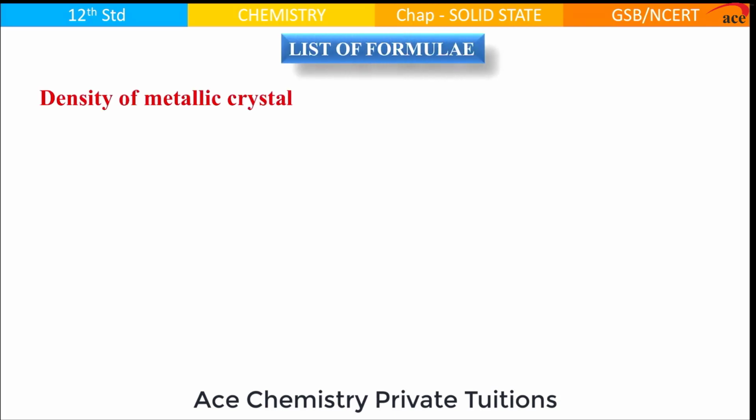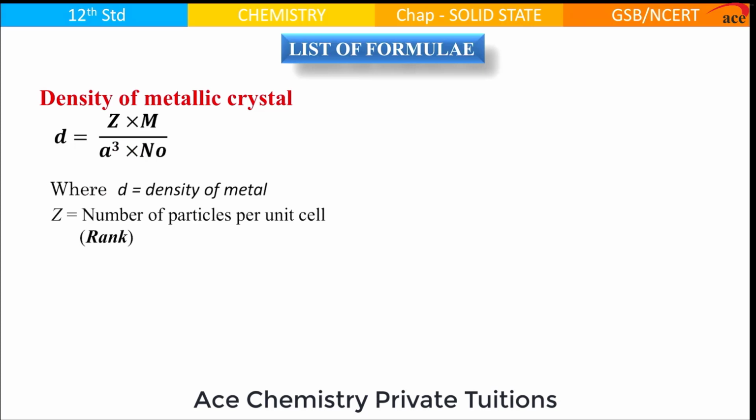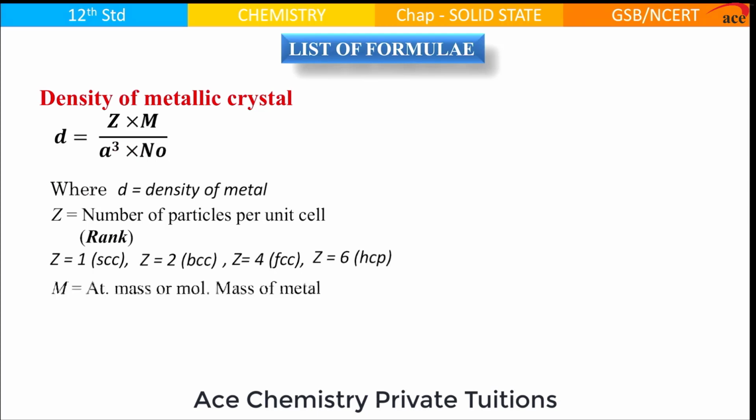Coming to the discussion, write the list of formulae. Density for a metallic crystal is given by the formula: Z multiplied by atomic mass divided by a cube into Avogadro's number, where D stands for density of the metal and Z stands for rank. You are all aware that rank is 1 for SCC, 2 for BCC, 4 for FCC, and 6 for HCP, where M stands for atomic mass, or you can say for a metal, molecular mass.